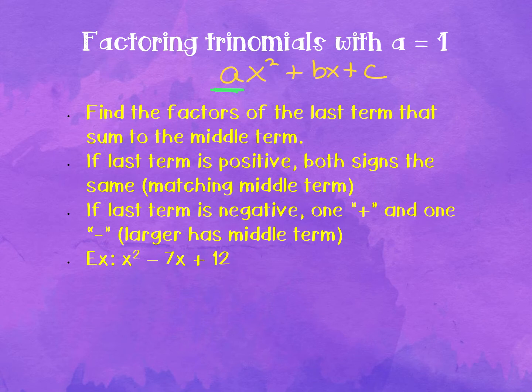So what we're going to do is find the factors of the last term that will sum to give us the middle term. A big hint here, if the last term is positive, then that tells me that both signs of my factors have to be the same, and they're going to match the sign of the middle term. If the last term in your trinomial is negative, in order to get a negative number when you multiply, the signs have to be different. So one's going to be positive, one's going to be negative, and the larger factor is going to have the sign of the middle. So let's take a look at my first example here.